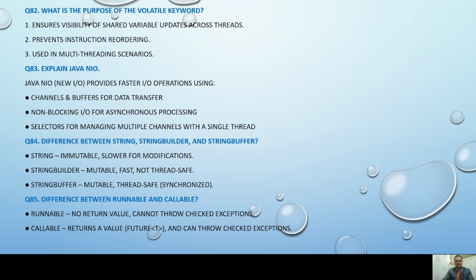Next question. Difference between Runnable and Callable. Runnable: no return value, cannot throw checked exceptions. Callable: returns a value, Future<T>, and can throw checked exceptions.